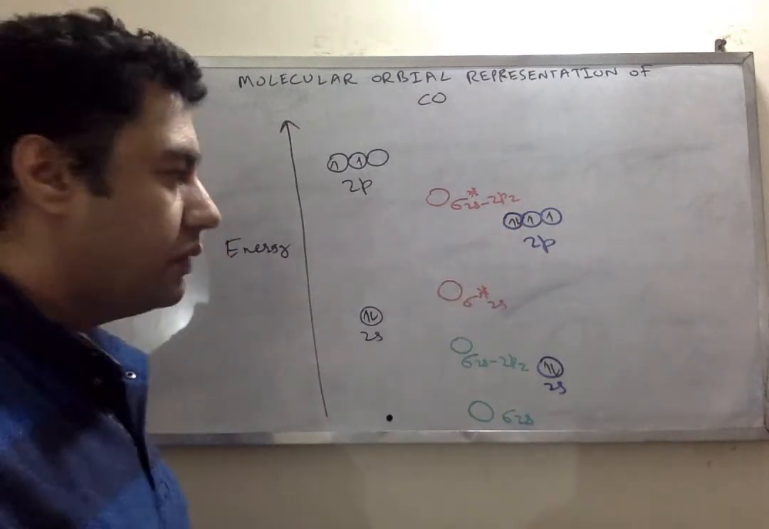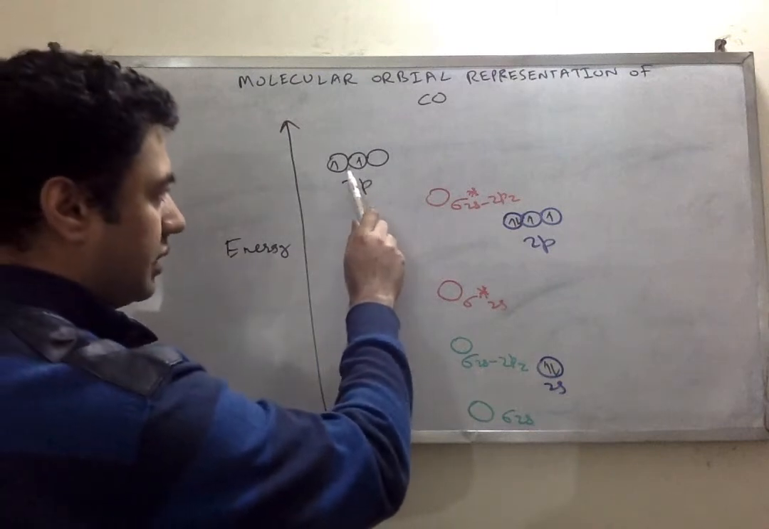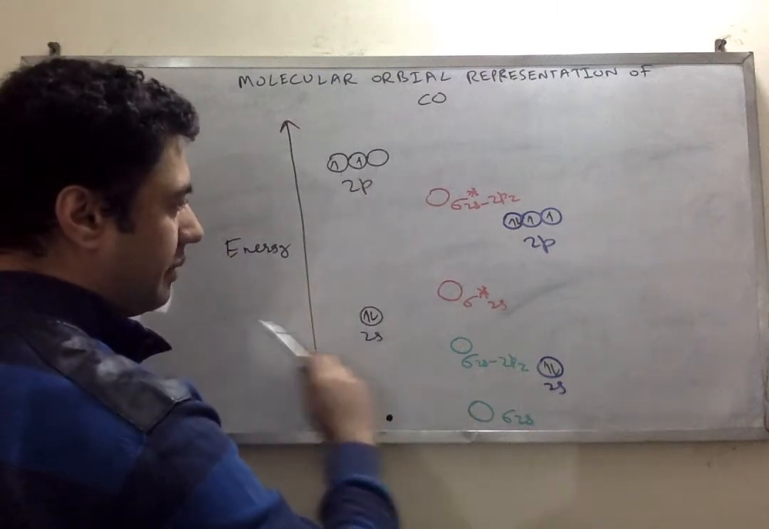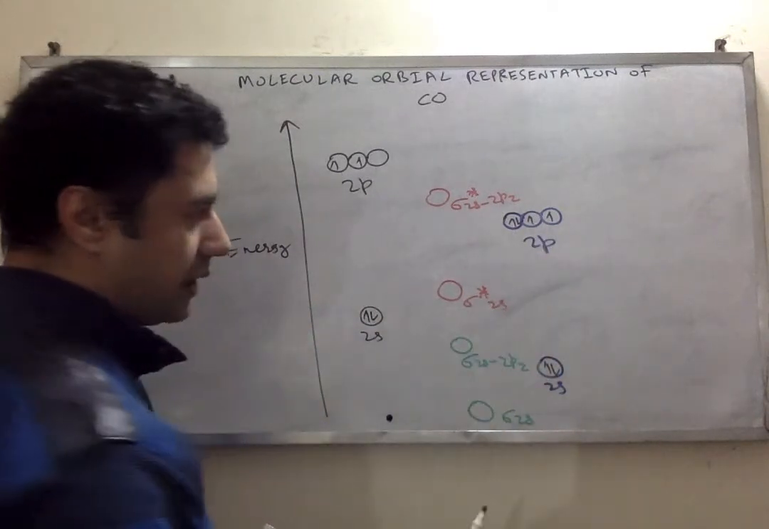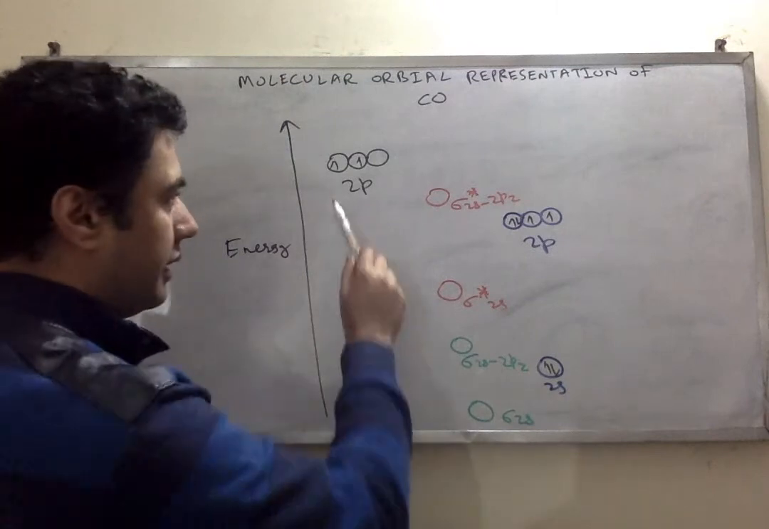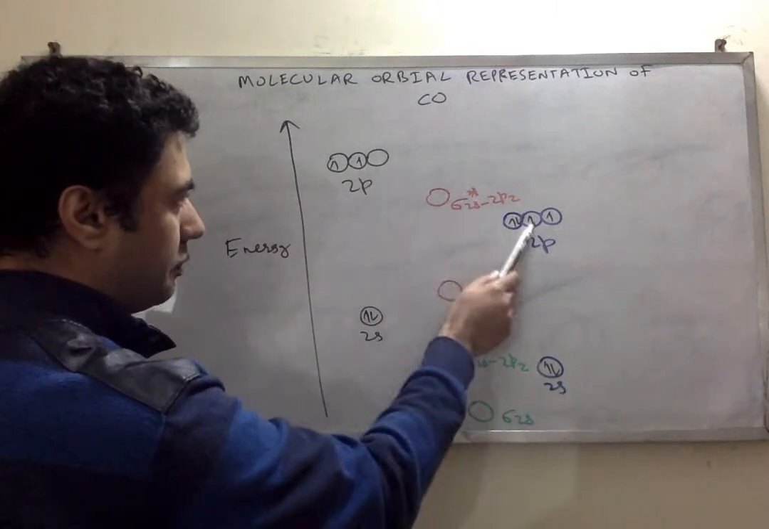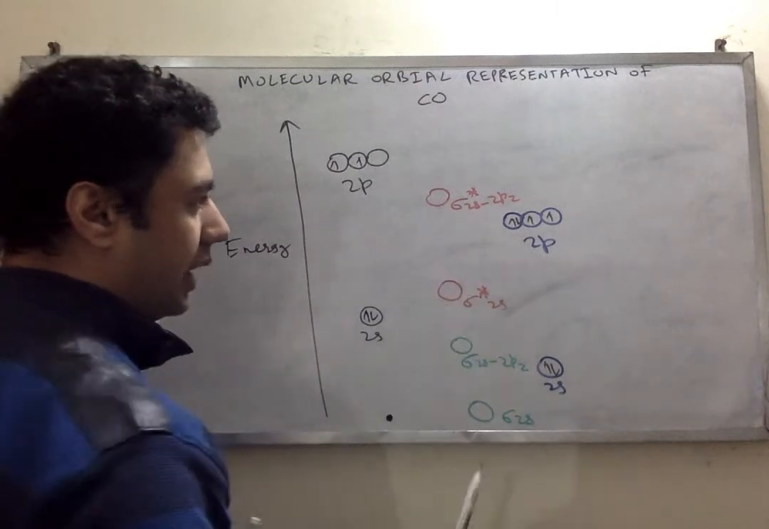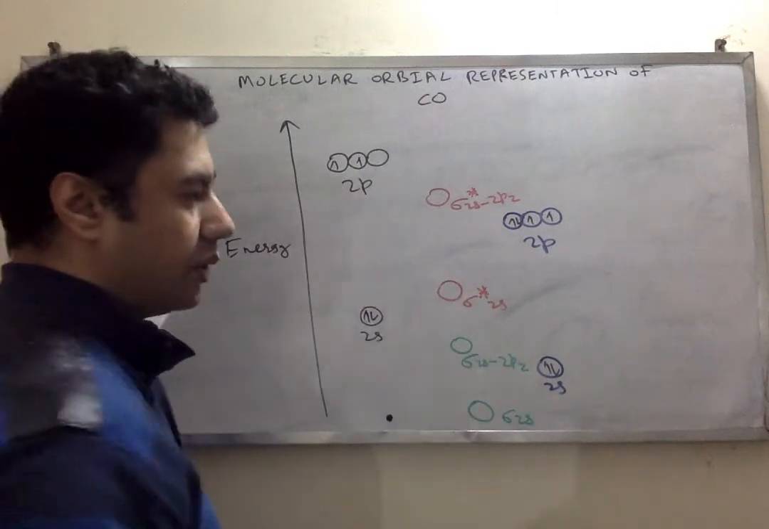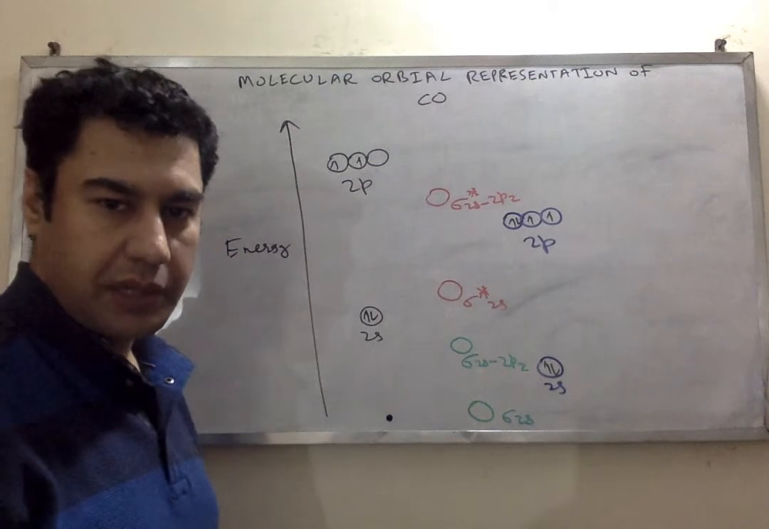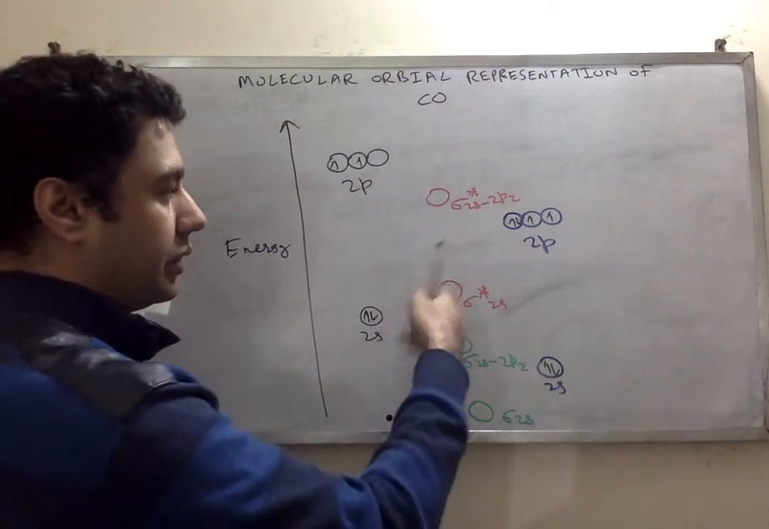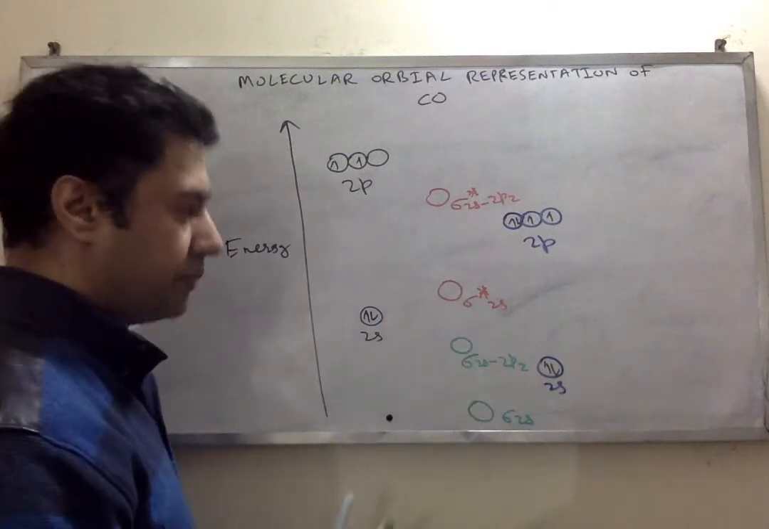Now we'll come to the usual interactions which will happen between the set of 2p orbitals of carbon and the set of 2p orbitals of oxygen. You will have interactions in this fashion: 2px with 2px, 2py with 2py, and 2pz with 2pz. And therefore we are going to get a total of 6 molecular orbitals, out of which 3 are going to be bonding and the other 3 are going to be anti-bonding.